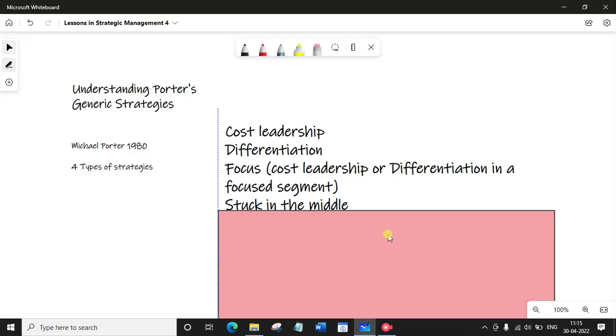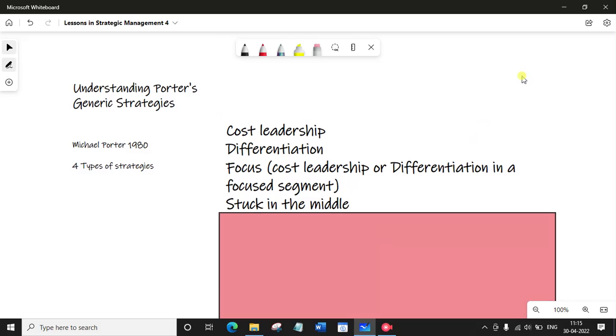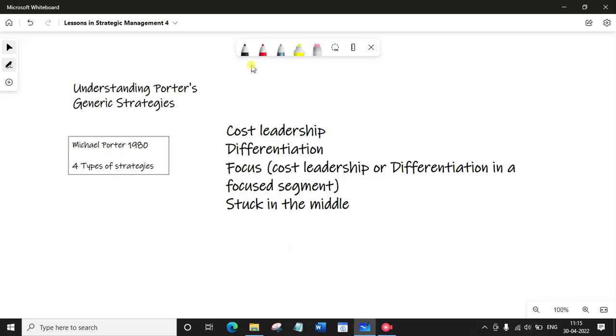The next one we have, and the fourth one, is the stuck in the middle strategy. Stuck in the middle is where companies try to follow both cost leadership and differentiation. And Porter warns against this. Porter says that don't be stuck in the middle. Don't try to do both. You follow either cost leadership or differentiation. If you do both, you will not be successful. You'll be stuck in the middle, neither here nor there.